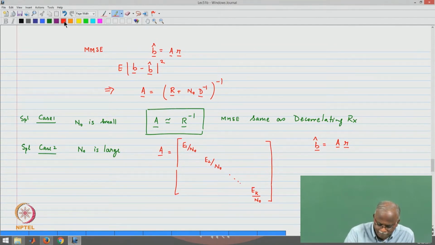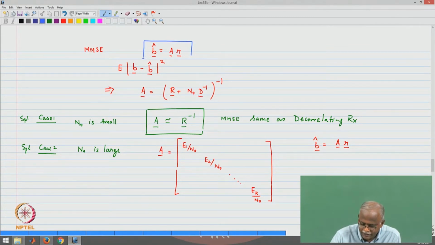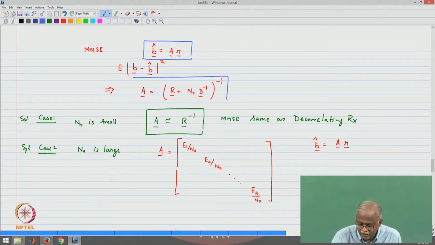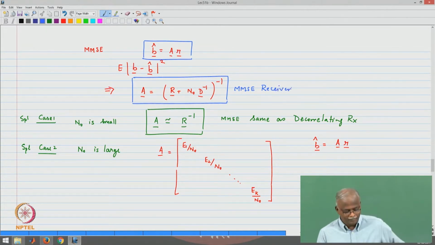So, to summarize, the MMSE receiver is one where we write down the expression that you want the output or the decision to be a linear combination of the output of the correlators, and the expression for the matrix A is given by the following expression, and this is the MMSE receiver for multi-user detection.